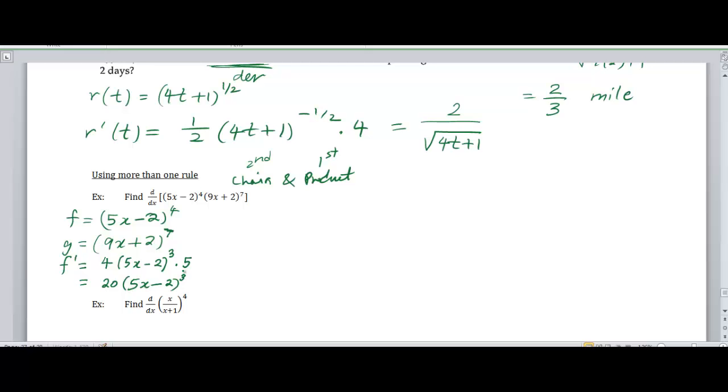Okay? And then g prime, the 7 comes out. So again, chain rule. 7 comes out, leave the inside alone, raised to the 6th, and then multiply times the derivative of the inside, which is 9. So 9 times 7 is 63, 63 times (9x plus 2) to the 6th. Okay. Now we can put all this together.